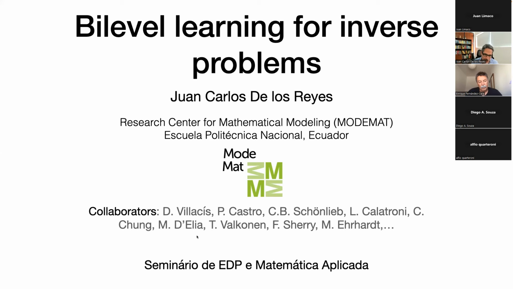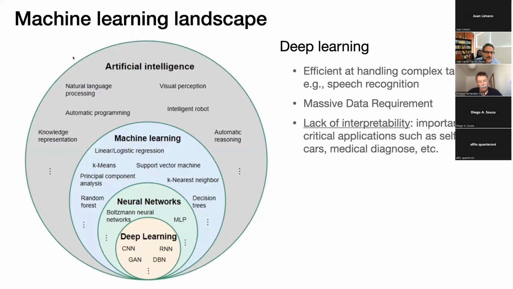So let me start with this graphic, this very general setting where you can observe what's happening with the artificial intelligence revolution that we are living right now. In this graphic, you can observe that machine learning is a subset of artificial intelligence, and it encompasses many techniques that are quite well known to mathematicians, like support vector machines, linear and logistic regression, k-means, and so on. In this part of machine learning, you also have the so-called neural networks, and a part of these neural networks is deep learning. So there are a lot of techniques, and this is the message of the graphic. There are a lot of techniques involved in machine learning that are not specifically related to neural networks.